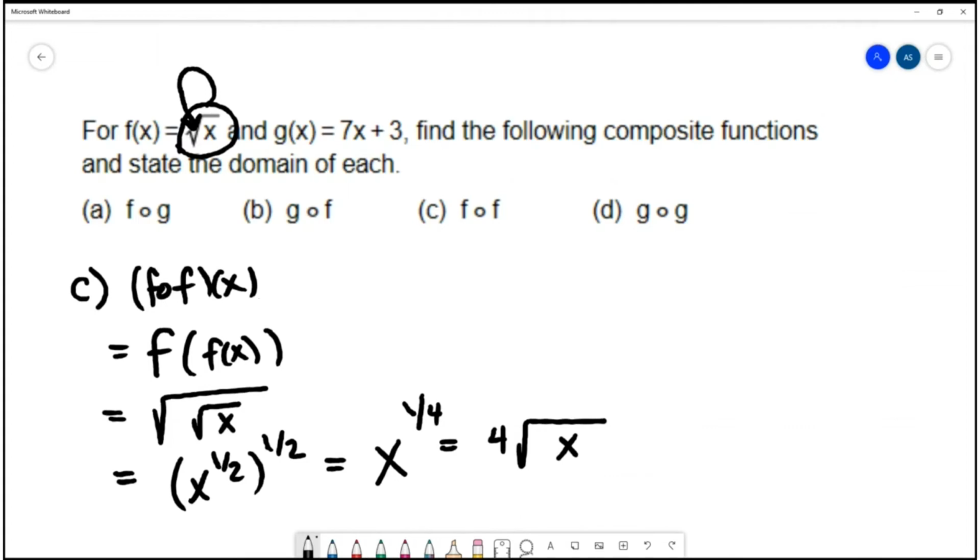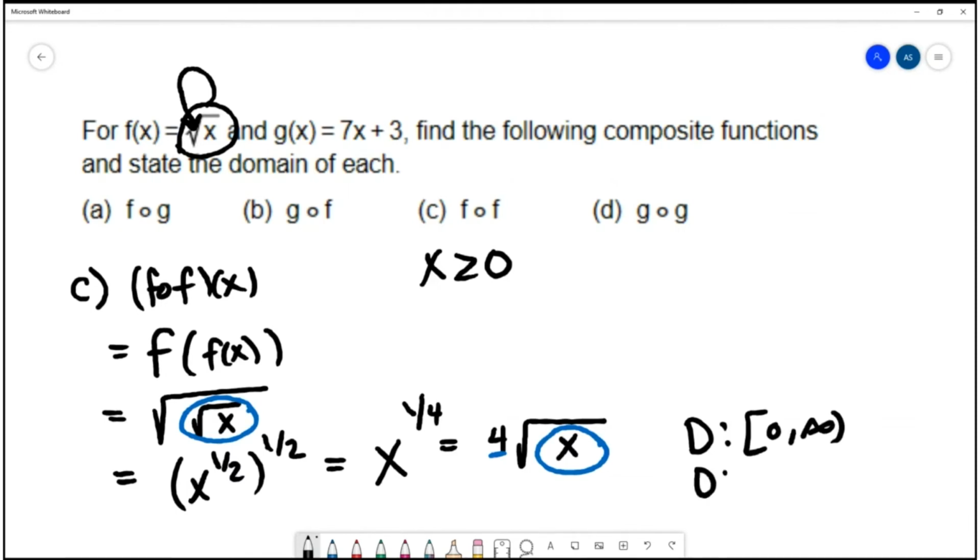So we want to find the domain. We'll always start with our inside function. Our inside function has a domain restriction that x needs to be greater than or equal to 0. When we get to our final answer here, we have the same restriction that x has to be greater than or equal to 0. And that's because we're taking the even root. So we have a domain of 0 to infinity, or in set builder notation, x such that x is greater than or equal to 0.